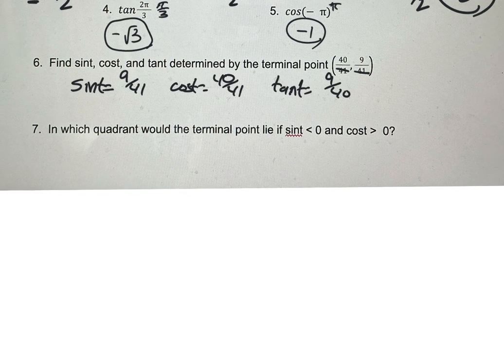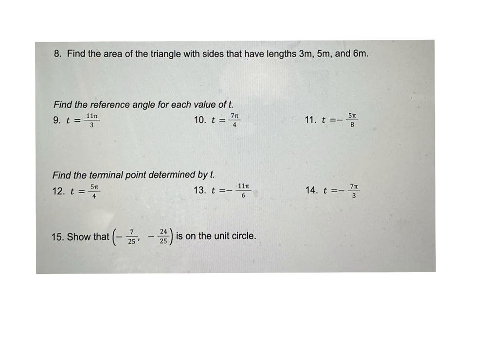Number 7, which quadrant would the terminal point lie in if sine is negative and cosine is positive? That's y is negative, and cosine, which is x, is positive. So cosine is positive on the right-hand side. Y is negative on the bottom of the coordinate plane, which means if you go right and down, that's quadrant 4. Roman numerals, please.